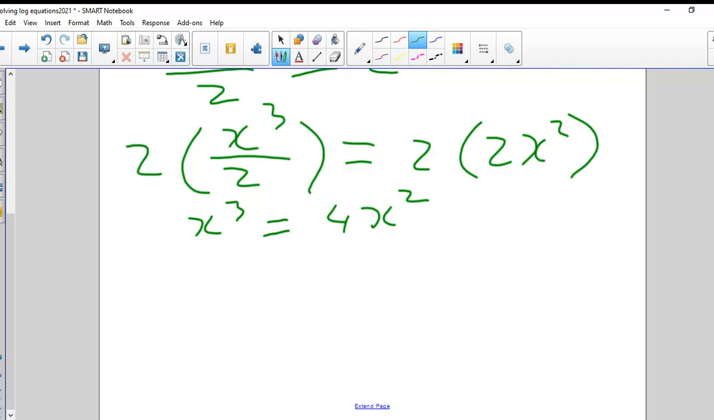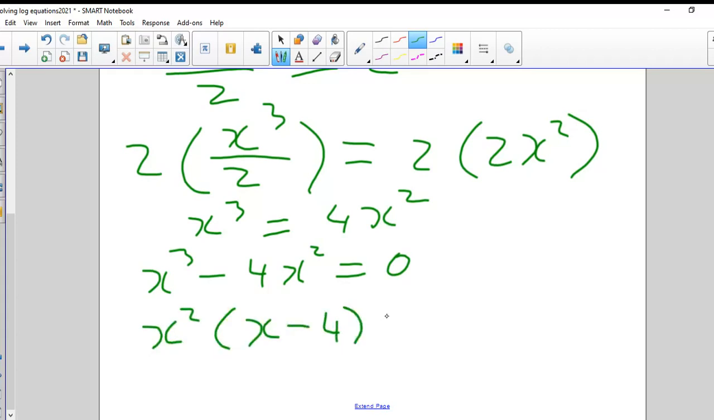There is one obvious solution. Correct. Thank you, Brandon. That's exactly right. We're going to put the 4x squared on the left-hand side, so we end up with x cubed minus 4x squared equal to 0. Then Brandon says factor out, but factor out what? What's the common factor here? The x squared. Good. We're left with, obviously, x minus 4 equals 0.